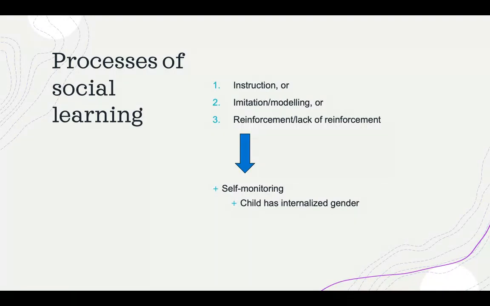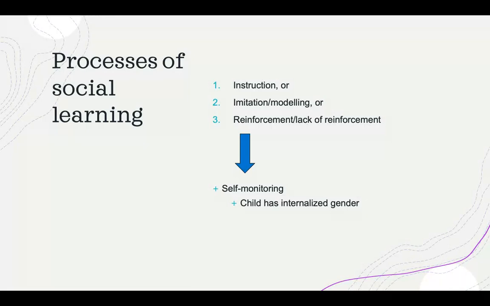One is direct instruction, which is actually probably the least common when it comes to gender. And that's like telling people, okay, you are now a boy. As a boy, you have to do this, this, and this, and you cannot do that, and that. There are some, usually in the context of religious or cultural rituals, where children are instructed directly about gender and how to enact gender, but it's probably not the most common process of social learning.